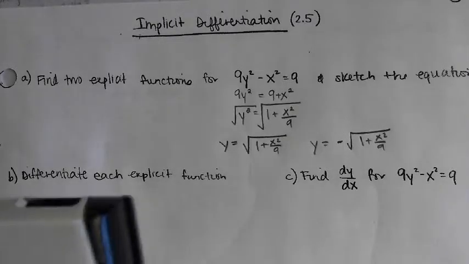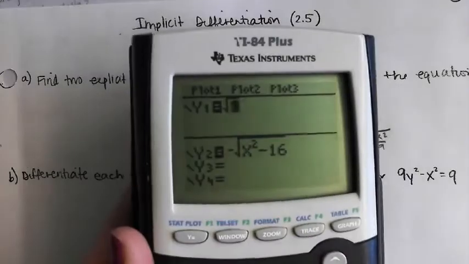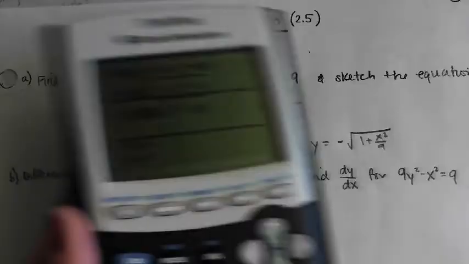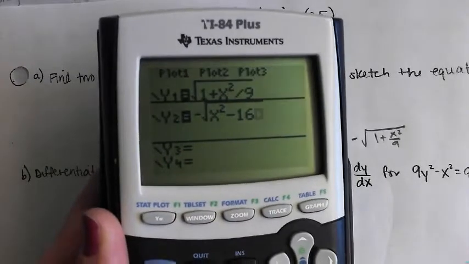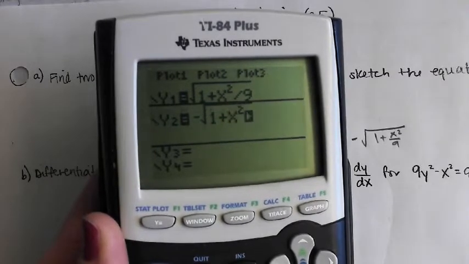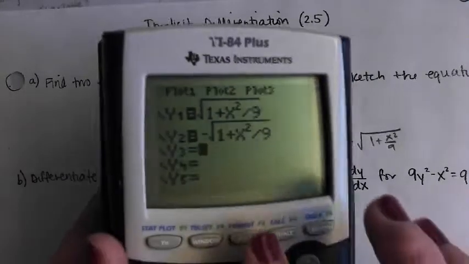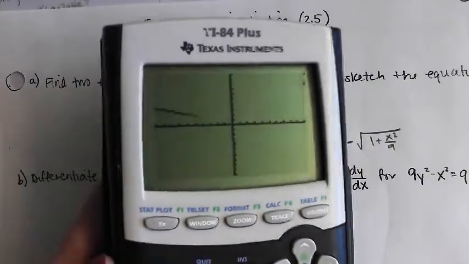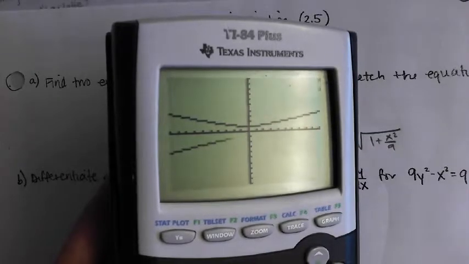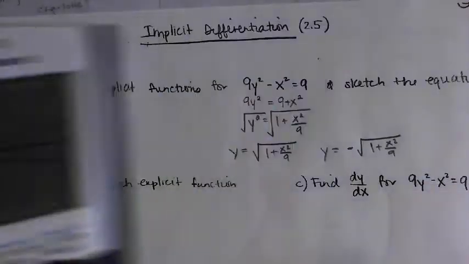So I'm going to enter square root of 1 plus x squared over 9, and negative square root 1 plus x squared over 9. So zoom 6. Okay. So those are the two explicit functions.